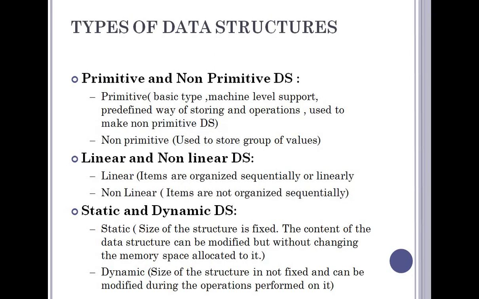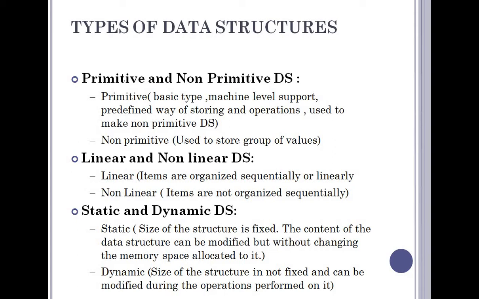So already we have seen the primitive and the non-primitive data structure. So the primitive data structures are nothing but the basic data types that are provided by the programming language, such as integer, float, double, etc. These are the primitive data structures, and they have the machine level support. Therefore, they have the predefined way of storing the data by the system or the machine, and they have fixed predefined operations.